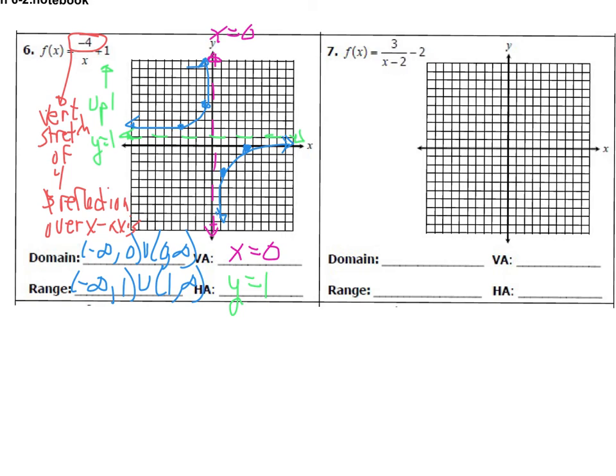You do have a vertical stretch, but it doesn't affect a thing. So pause the video, do your domain and range, vertical asymptote, everything, and then restart the video. Okay, so here we go.